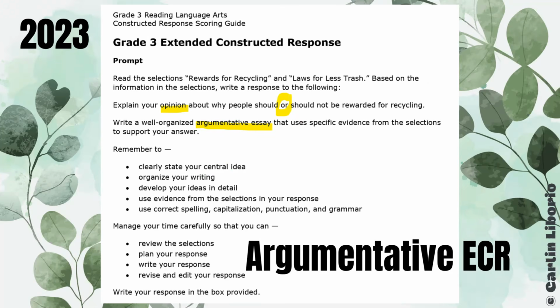Okay, now let's look at how argumentative looks different. Going back to that third paragraph that starts with "write a well-organized," now it says argumentative essay. So it's telling the students that it's argumentative. And this was an old one. This was the first year they did STAR. And if you look at that first bullet point, it says central idea.